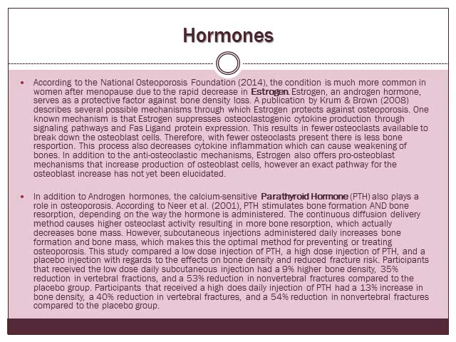One known mechanism is that estrogen suppresses osteoclastogenic cytokine production through signaling pathways and Fas ligand protein expression. This results in fewer osteoclasts available to break down the bone cells, the osteoblasts. So therefore, with fewer osteoclasts present, there is less bone resorption. This process also decreases cytokine inflammation, which can cause weakening of bones.